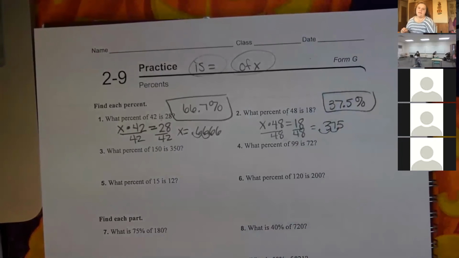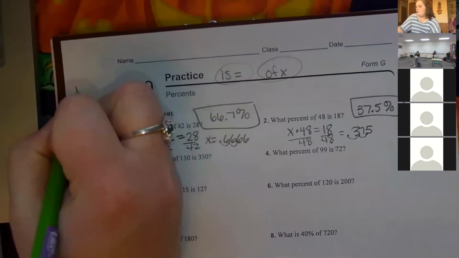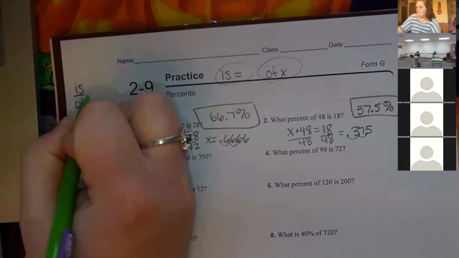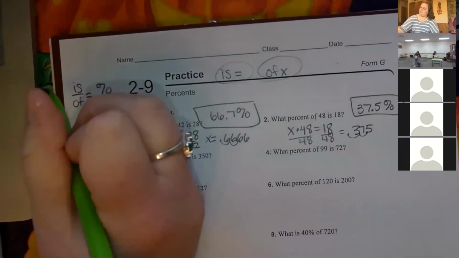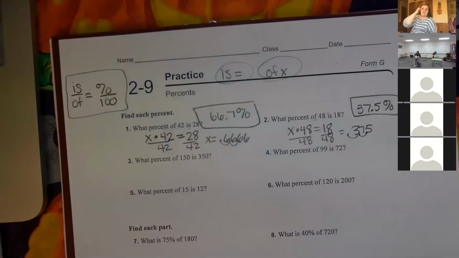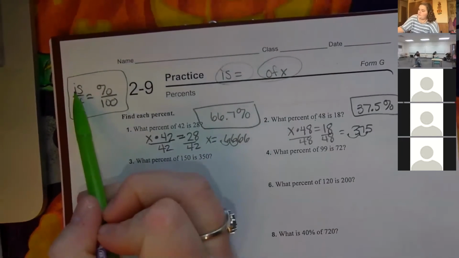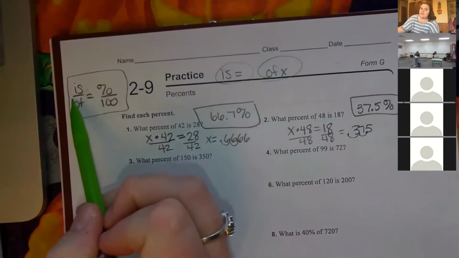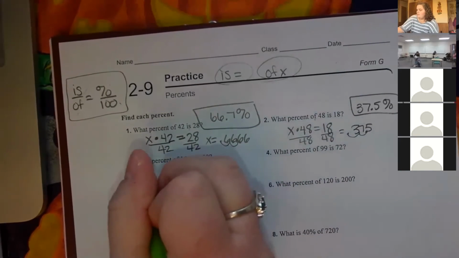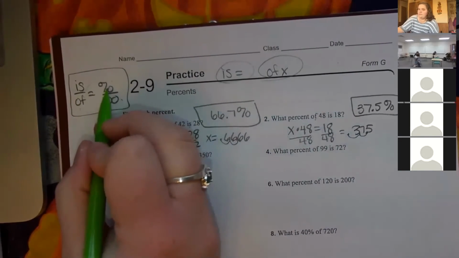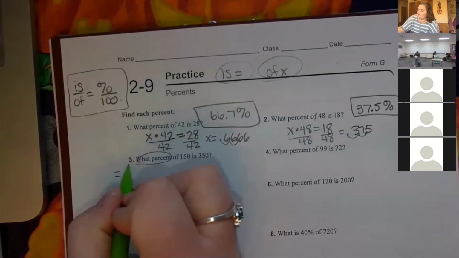Okay, let's say that that doesn't make sense to you that way. We want a different way to solve it. That's fine. I tell people is over of equals percent over 100. And I just set them up as a proportion every time using that. So I'm going to try doing that on number 3. So I got to find the word that's closest to is, the word that's closest to of, and then the percent and put it over 100. So it says what percent, so I don't know that. So in my percent spot, I'm going to put an X.